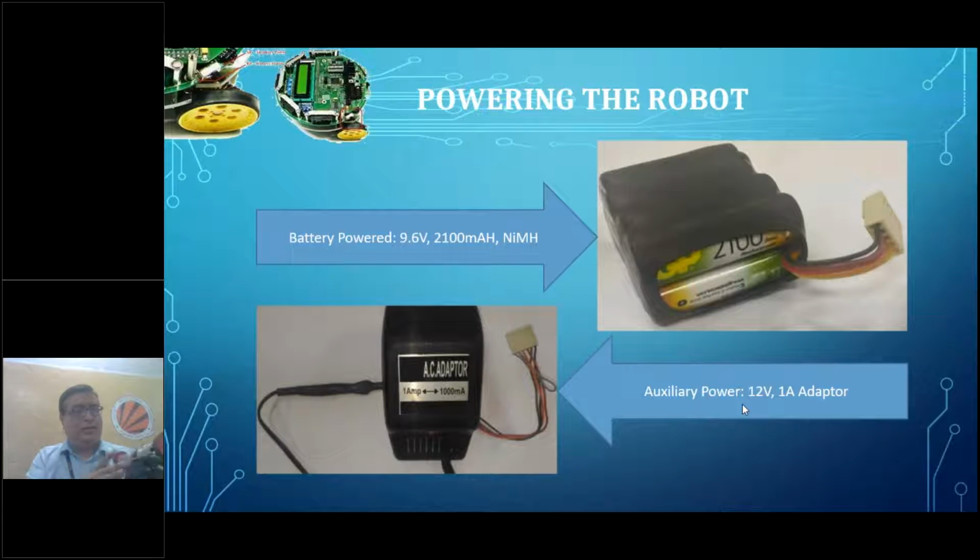And there is a button here. The on-off switch is here. Okay. And if I want to work on the battery power, I can switch this to the battery power, and then it starts working. Okay. So this is how your robot can start working.